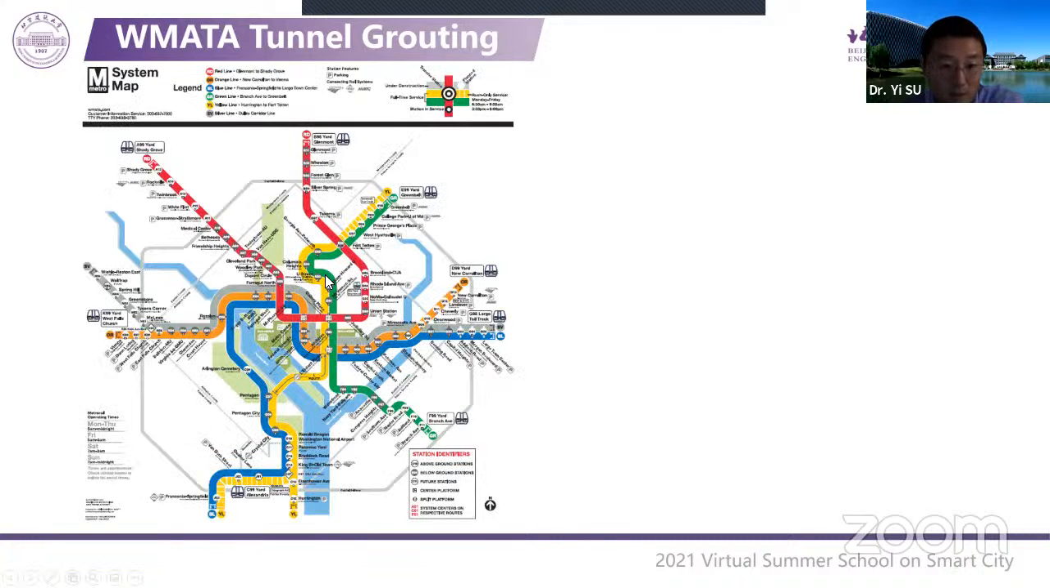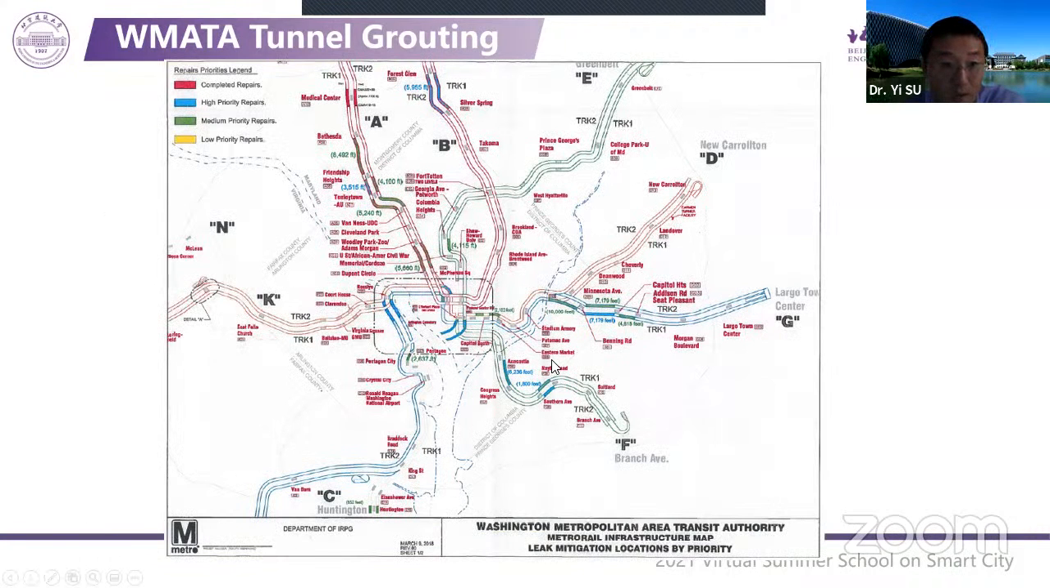So this is the metro system map. Some parts are underground, so there is a leakage issue. The high priority repairs are the blue colored ones, those segments where high priority repairs are needed. The green one is medium priority, and the yellow is low priority.